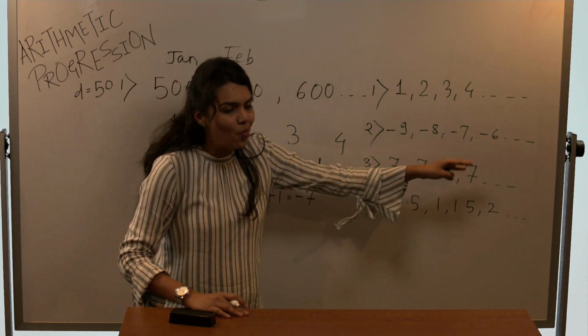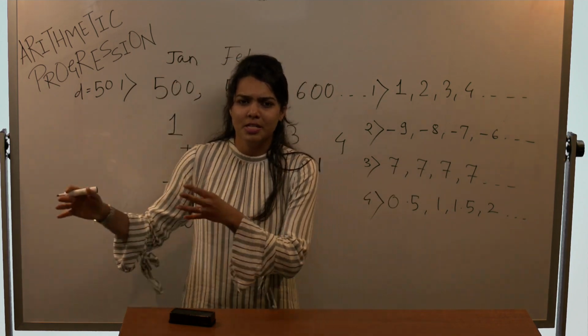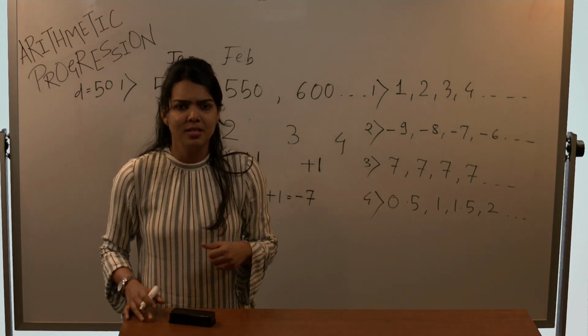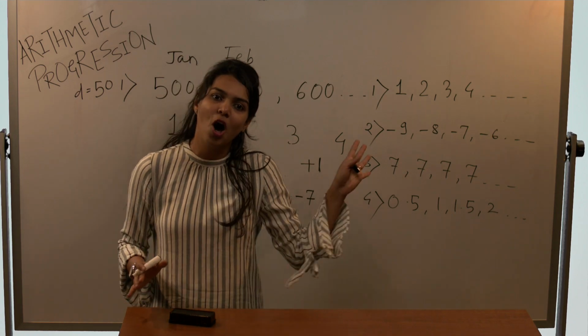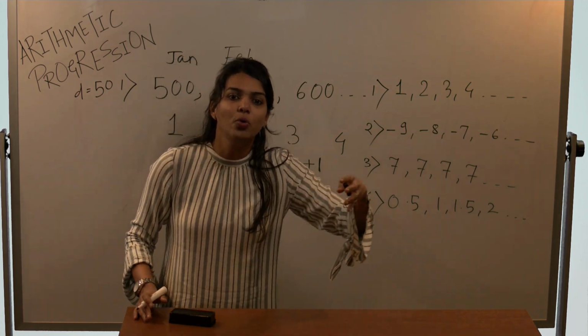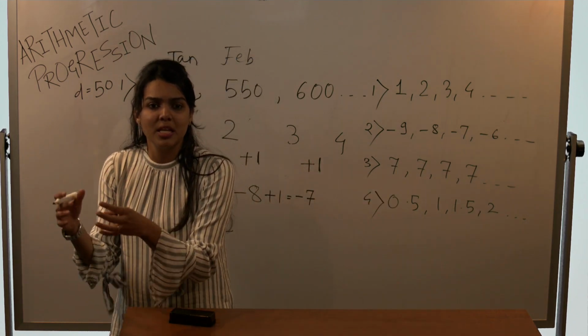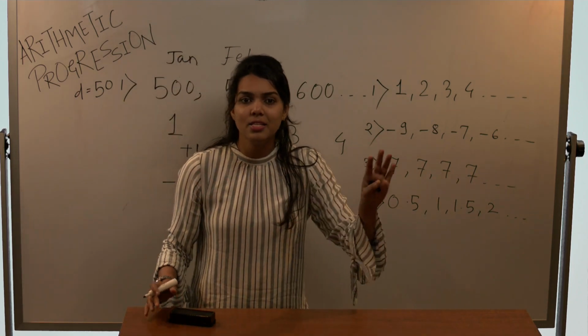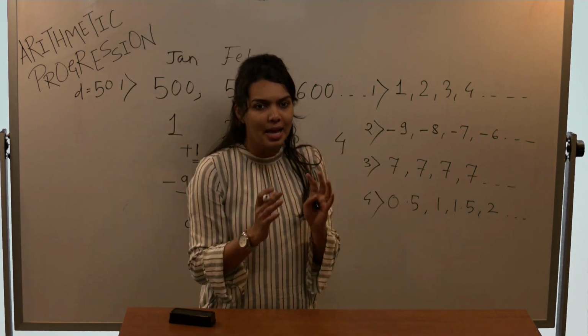Third sequence is very easy. 7, 7, 7, 7, 7. So what is the difference? 0. There is no difference. All numbers are the same. 2, 2, 2, 2, 2. Minus 5, minus 5, minus 5, minus 5. So here there is no difference because all numbers are the same.